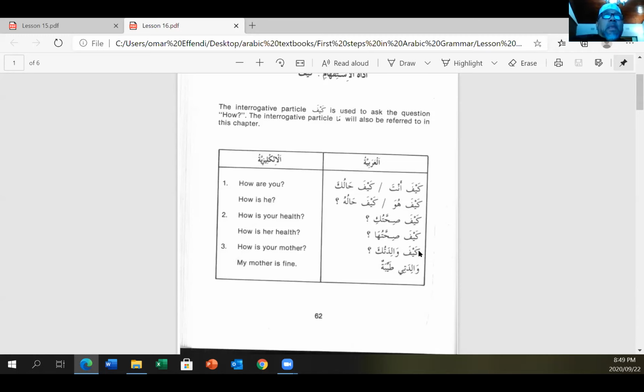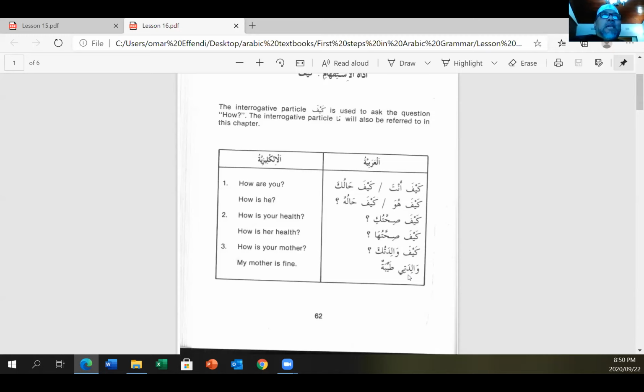Or how is your mother? Kaifa walidatuka. See that? That was a word that we did earlier on. Now you can say, for example, how is your father? Kaifa walidaka. Then you don't put the ta on there. Kaifa walidaka, right? Or kaifa waliduka. And as you can say, kaifa walidatuka, meaning feminine. How is your mother?